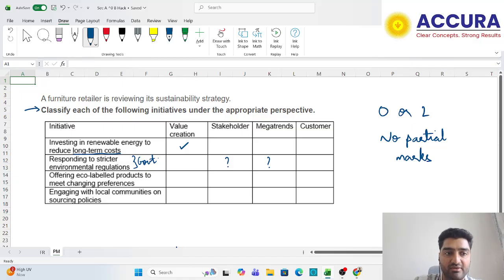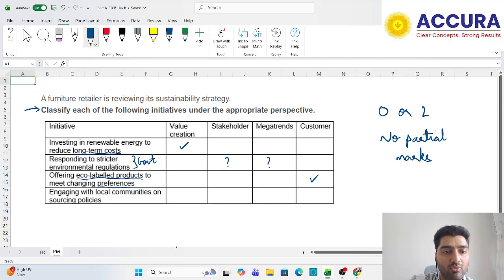We go with the third initiative, offering eco-labeled products. Now, to whom do we offer our products? Obviously, the customers. And to meet the changing preferences, obviously, whose preferences will keep on changing? The customers only. So the third initiative pertains to the customer perspective.